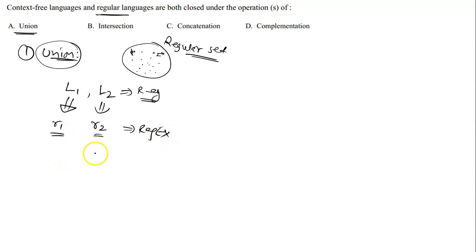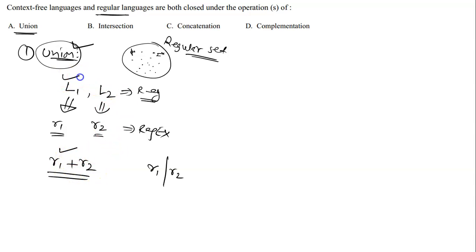Now very easily you can see that we can make a regular expression for L1 union L2, and that regular expression will be R1 plus R2. This plus we can also write like this, R1 R2. So both are the same thing. In regular expression, either we can use this R1 plus R2. It means we are basically doing the union of the language denoted by R1 and the language denoted by R2. So that is the point.